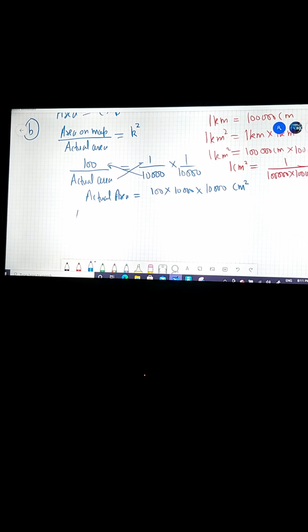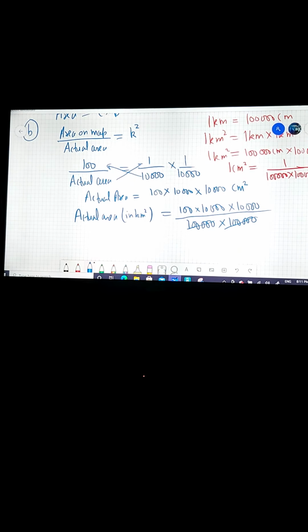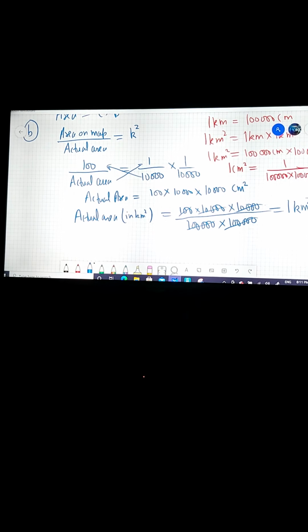So actual area of the lake in kilometers square would be equal to 100 into 10,000 into 10,000 divided by 100,000 and again 100,000. So let us remove these zeros. So 1, 2, 3, 4, 5, 6, 7, 8, 9, 10. So all these zeros, they cut each other, and the area is 1 kilometer square.